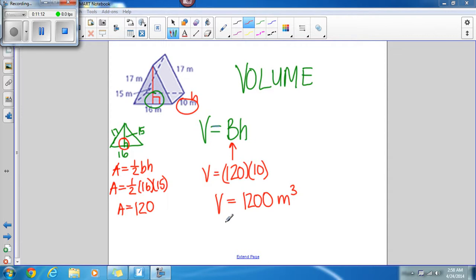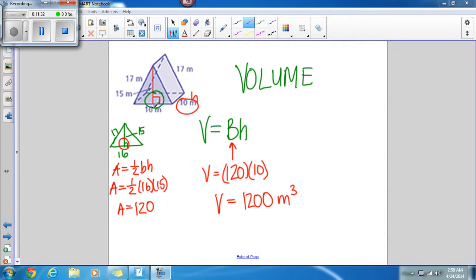Volume here. I got that the volume is equal to 1,200 meters cubed. If you got that answer, great. If you didn't get that answer, here's what we're going to do. I would like somebody who got that answer to go ahead and talk about how they got that answer. If nobody got that answer, we've got to figure that one out.